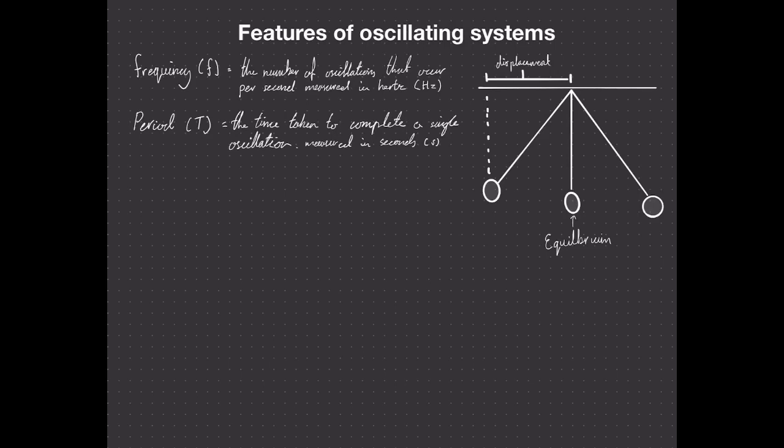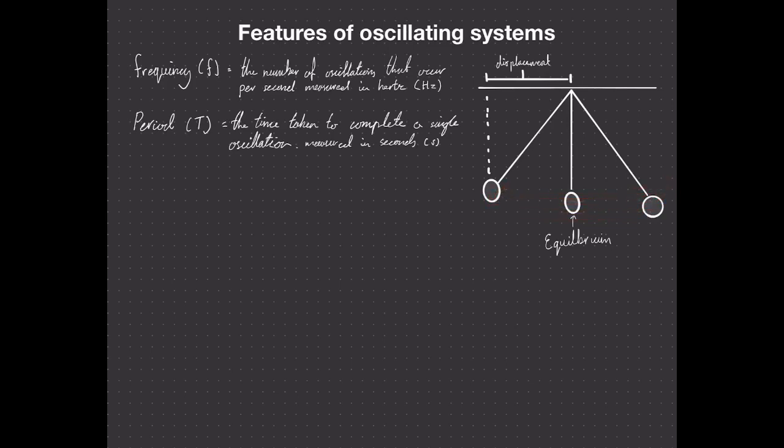We have our displacement, which is the distance the object has moved from equilibrium or from its central position. And this is also, think about wave systems, our amplitude. Again, our center position is known as our equilibrium, and a single oscillation is one complete cycle. So if we start here, we have to go from one side back to the other, and that's one oscillation.